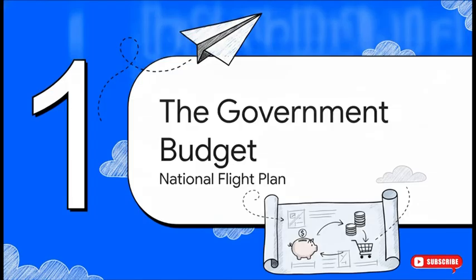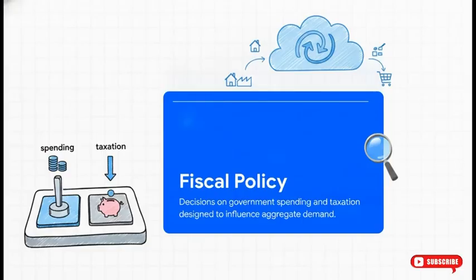Okay, jumping right in. Section 1, the government budget. So every good pilot needs a flight plan before takeoff, right? Well, for national economies, that blueprint is the government budget. It's the master plan that tries to balance out revenue with expenditure. And this brings us to the absolute core definition of our explainer today, fiscal policy.